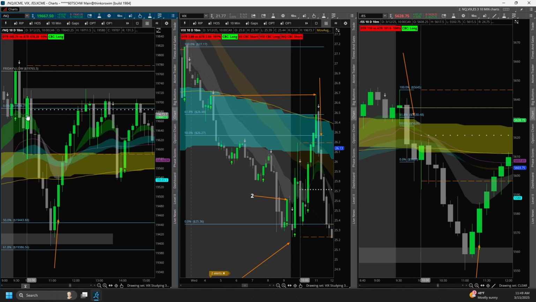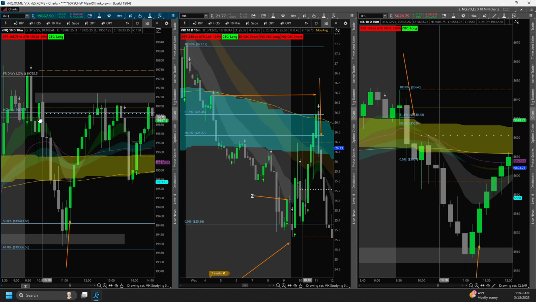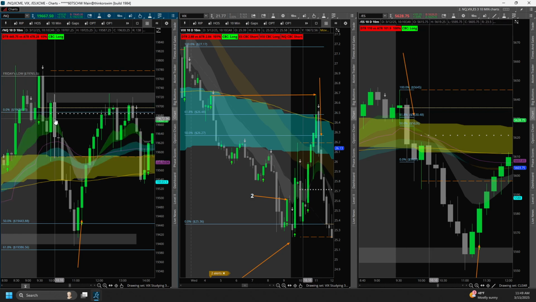Because people would be watching only the NQ chart and they would say, oh, well, we just broke the ORB low and VWAP, but we got bought back up and now we're back over the 10-minute EMAs. Why wouldn't I go long on this pullback? Well, because the overall market, the S&P 500, looks like shit.